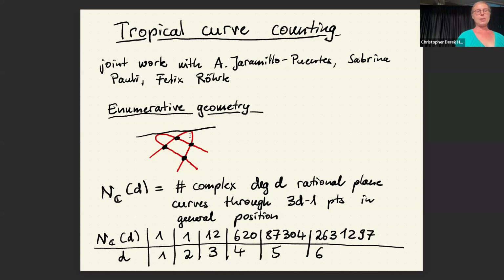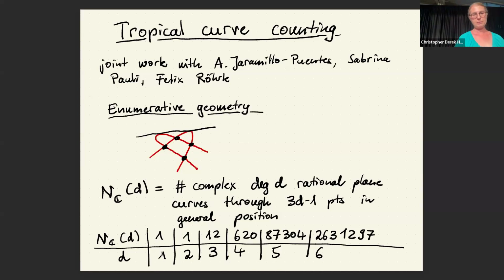So now I'd like to introduce the main players of this talk, main enumerative problem for this talk. That's these numbers N_C of d. That's the number of complex degree d rational plane curves that pass through 3d minus 1 points in general position. And an easy dimension count shows that 3d minus 1 points is exactly the right number of points to actually make this a finite count. And in this table, you see some examples.